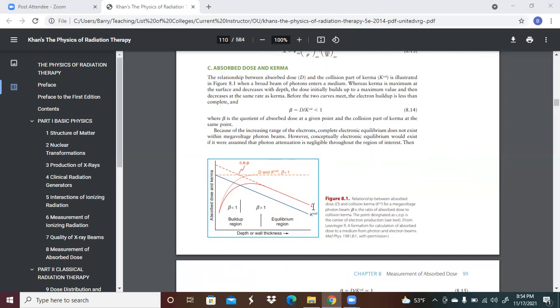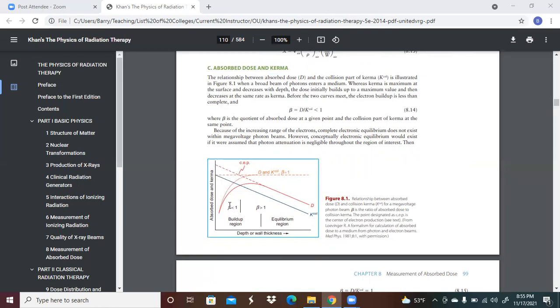Now, if we're looking at absorbed dose, the absorbed dose will not have a maximum here. It takes time to build up. At some point, it's actually going to surpass the amount of collision KERMA that you have with this particular beam. Once it exceeds that, it's always going to be greater, but it's always going to be decreasing at about the same rate as the collision KERMA.